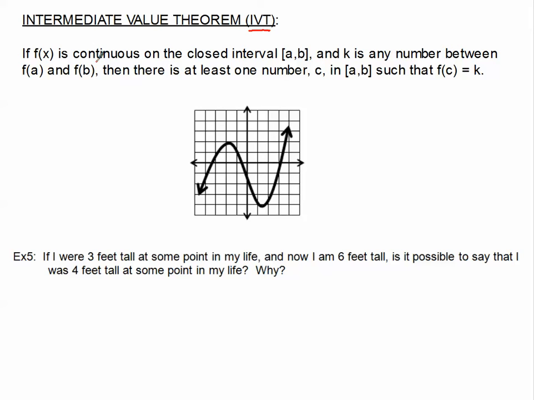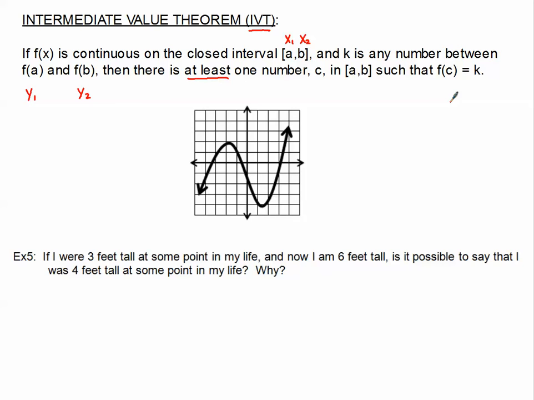If f of x is continuous on the closed interval from a to b, these are x values, and k is any number between f of a and f of b, these are y values, then there is at least one number c in our closed interval of x values such that f of c has to be equal to k. That's how the intermediate value theorem is stated in words.